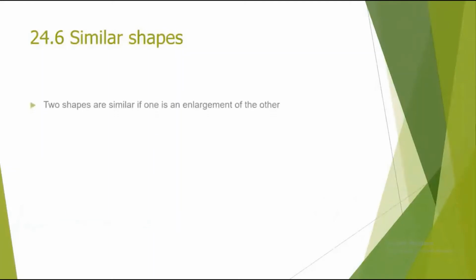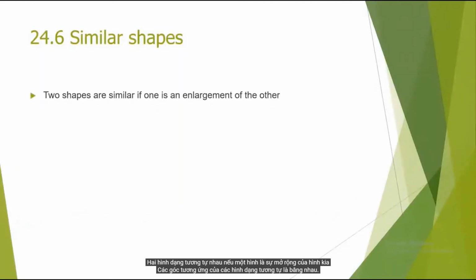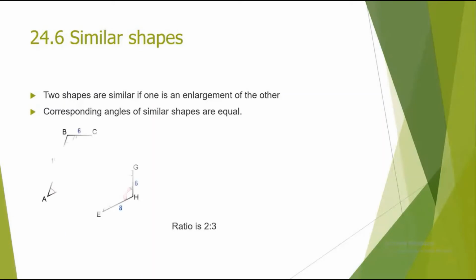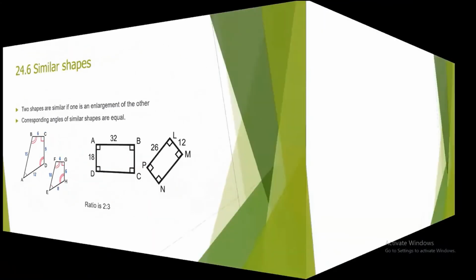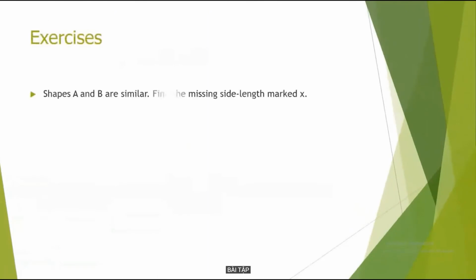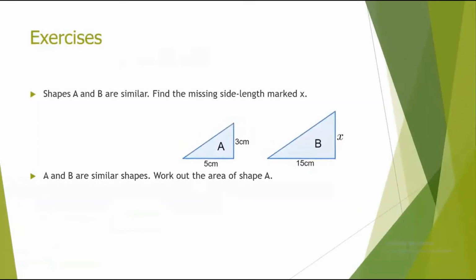Similar shapes. Two shapes are similar if one is an enlargement of the other. Corresponding angles of similar shapes are equal. As you can see in the picture, the ratio is 2/3. There are some exercises for this and you can do them later.